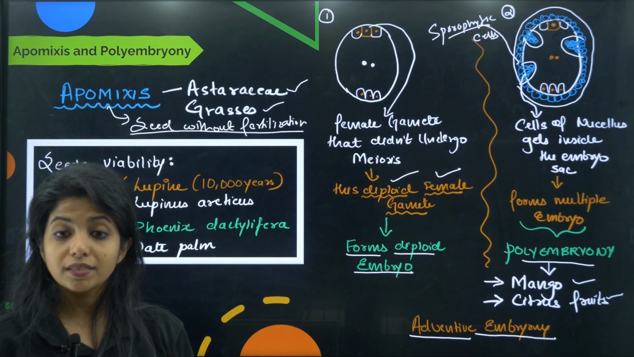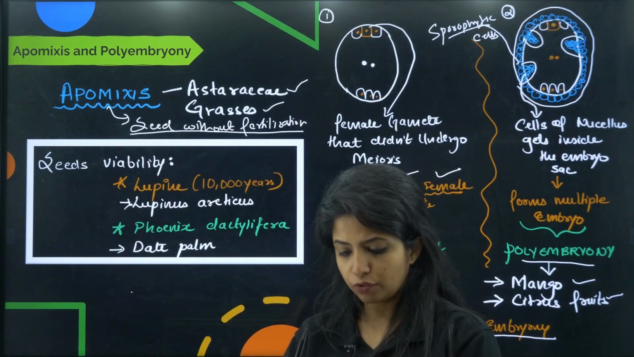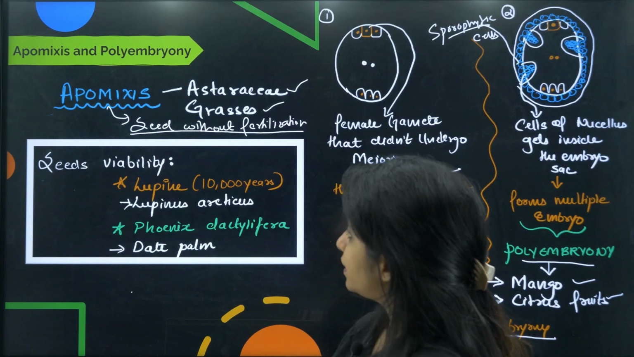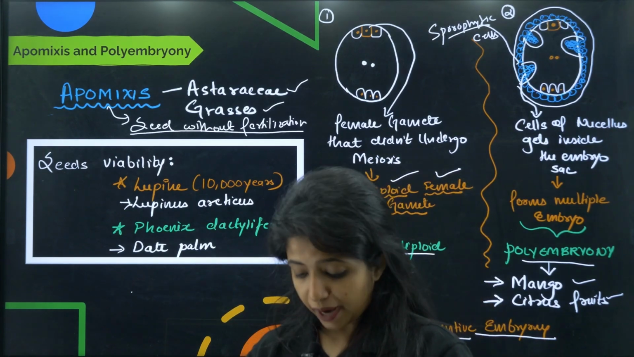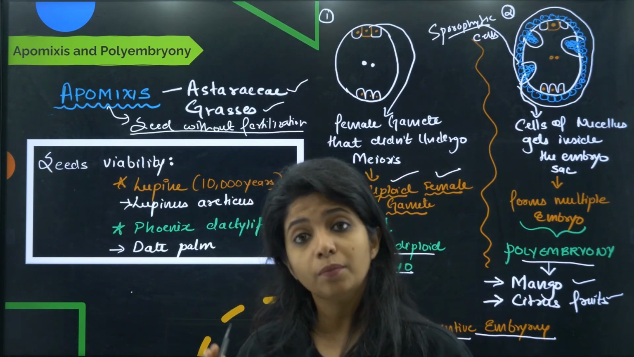Now we have to do seed viability. Now these are the examples that are given in NCERT, so we have to read it. Yeah, so basically for seed viability, there are two plant examples. Lupine, that is given over here in the NCERT. It said that for 10,000 years the seed remained viable.